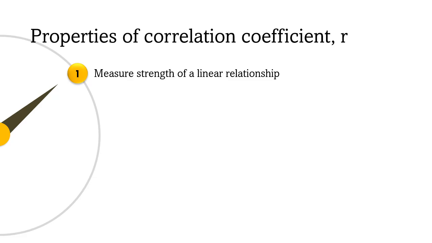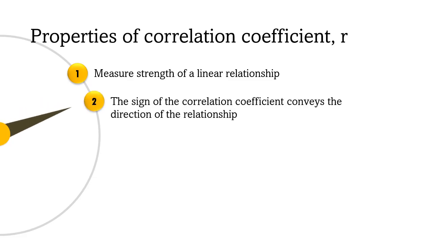There is a sign associated with this correlation coefficient, and this sign tells us regarding the direction of relationship. It can be a positive sign or it can be a negative sign. If there is a positive sign, it says that if the value of one variable is increasing, the other variable is also increasing. And if the sign is negative, that says that with increase in one variable, there is a decrease in the other variable.